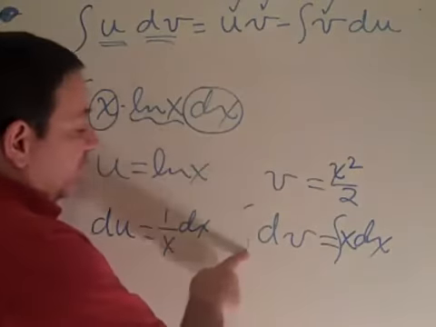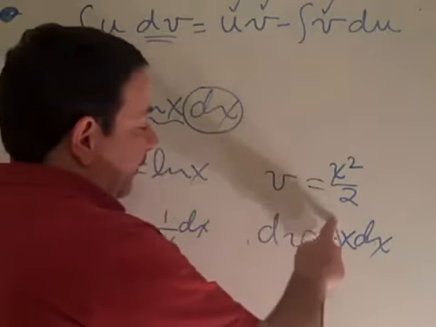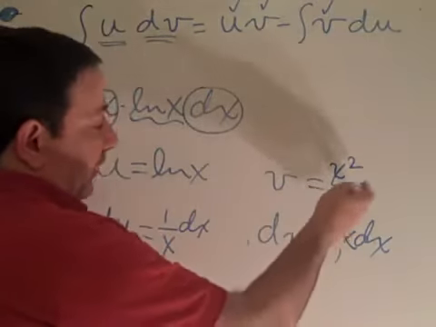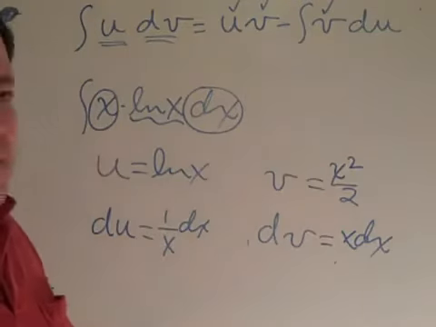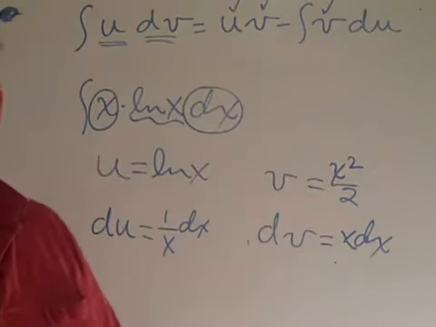Sometimes when you do this integration, you really have to add a constant, like x squared over 2 plus 7. And it'll probably have to be 7. Otherwise, it wouldn't work out nicely.